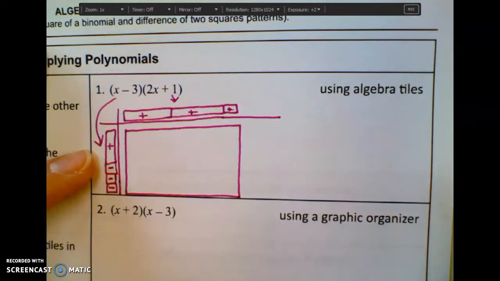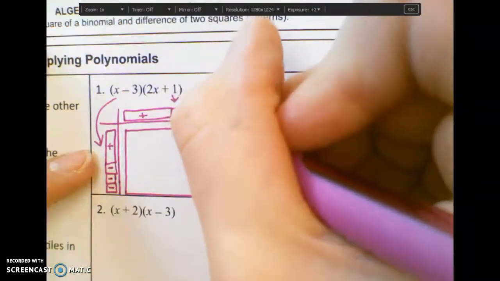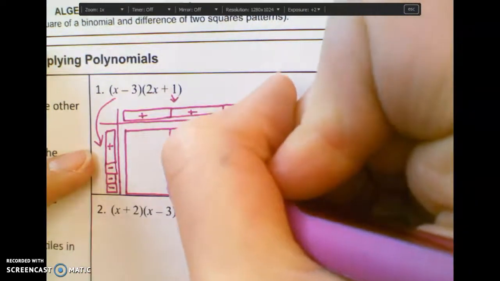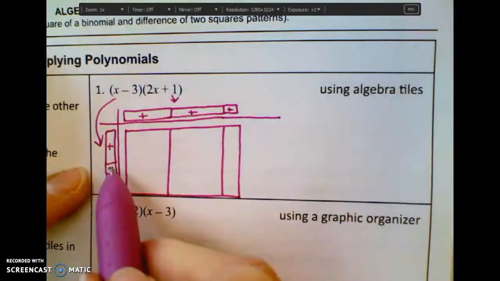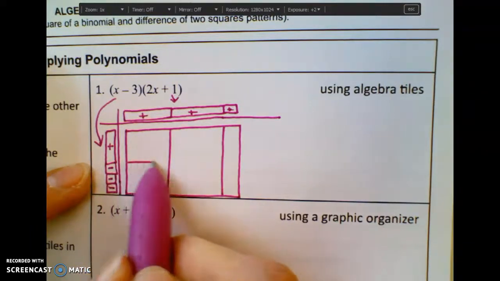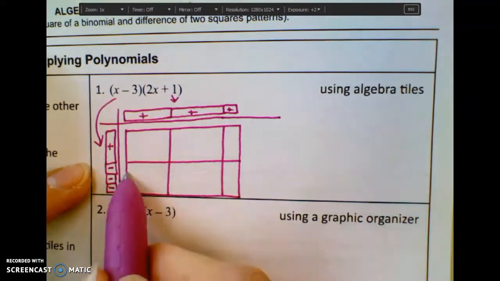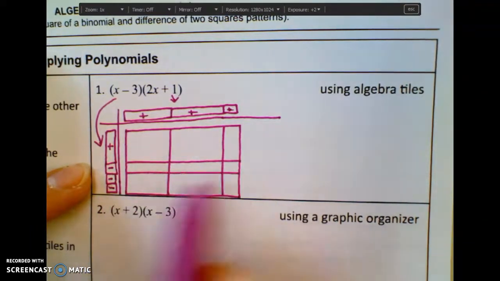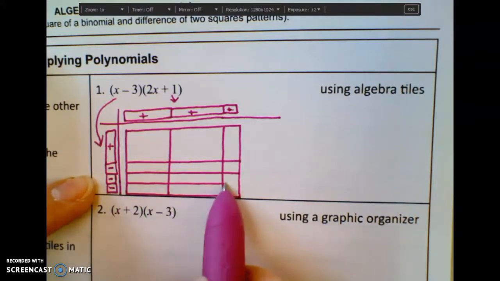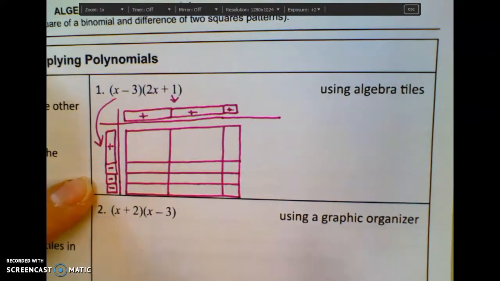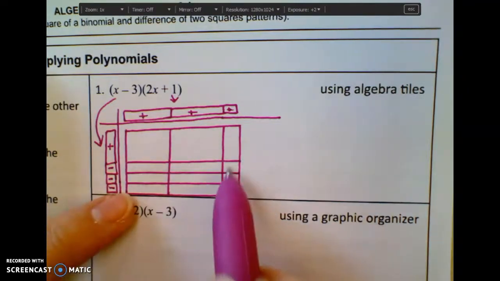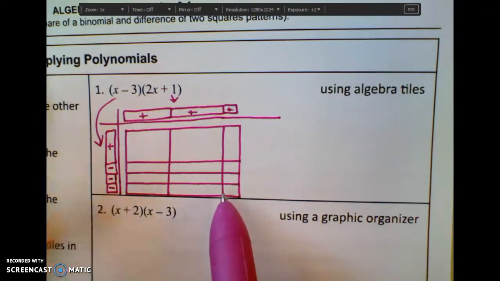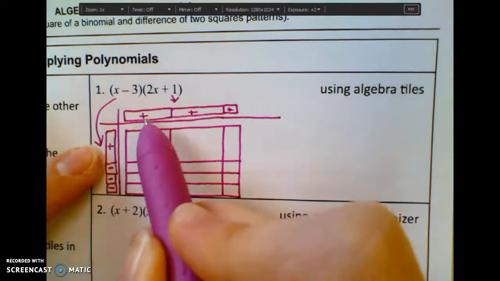Draw a rectangle, and now all we have to do is bring down these lines. So I'm going to bring down this line, bring down this one, and then bring across our line. So here's that x, and bring across the lines for the 1's. So now it should be pretty clear where we have x squareds, where we have x's and 1's. Last thing we need to do that we didn't have to on the other is to talk about plus or minus. I have a positive times a positive.